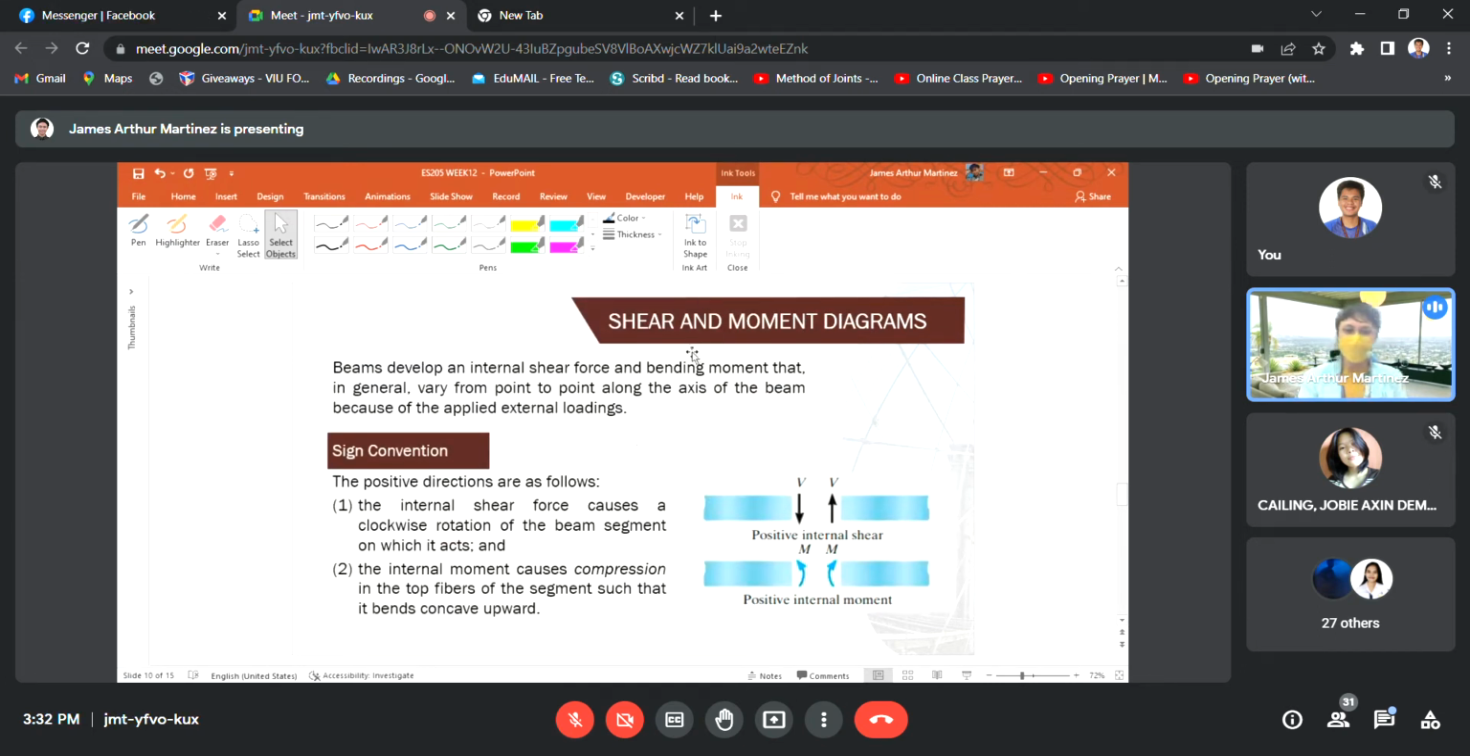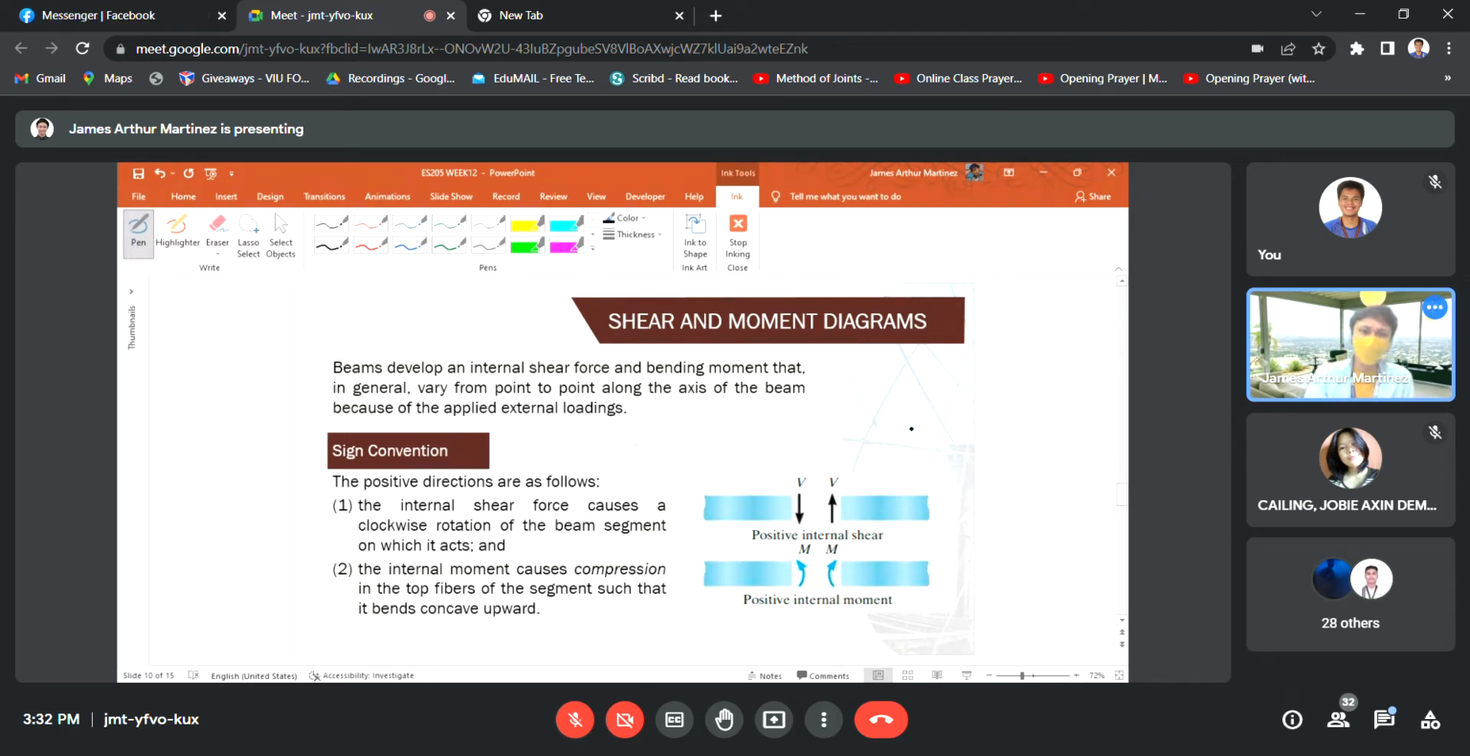So, in solving shear and moment diagrams, class, we actually have two methods. Today, for this session, I will introduce the first method, called the shear and moment equations. Next week, or in the next meeting, we will discuss the other method. So for today, our agenda is the first method called the shear and moment equations.